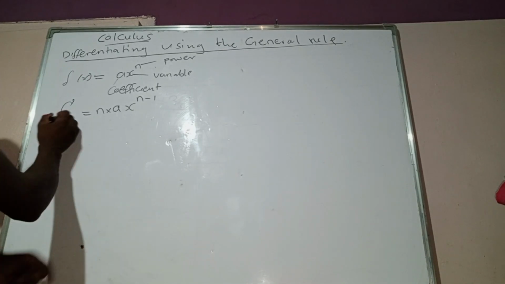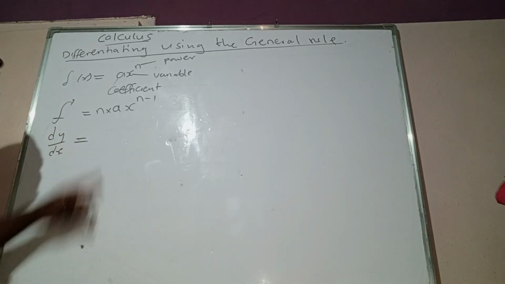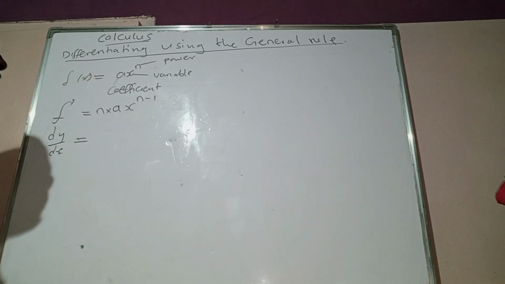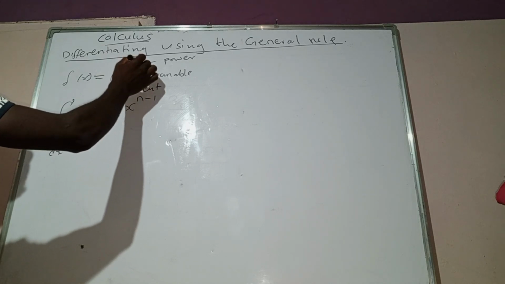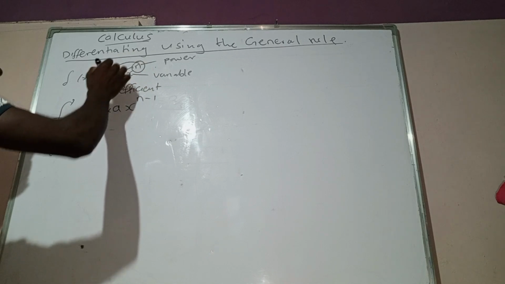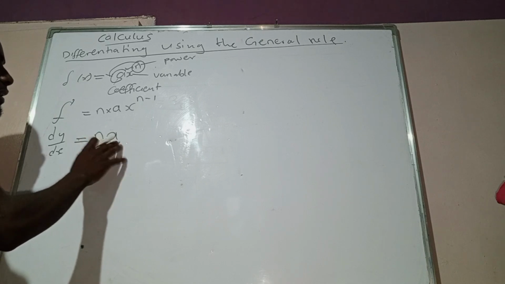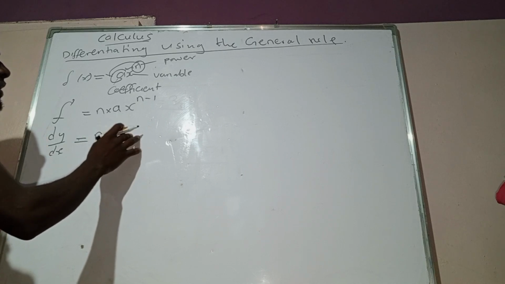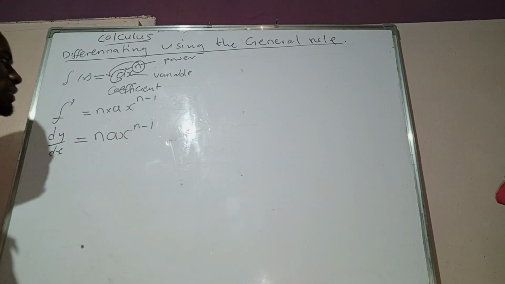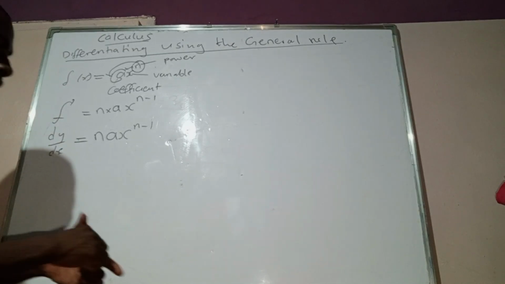I'll repeat again. When you are finding the f prime, or in other terms dy over dx, when you're differentiating using the general formula or the general rule, the coefficient and the power are going to multiply each other. So this power is going to come to the side where the coefficient is, so you are going to have na. You multiply the power n times the coefficient a, then x, the variable, to the power n, you subtract 1. This is the general rule. So let's go straight into our first example.